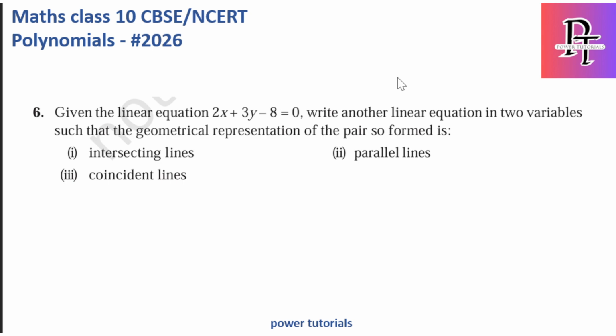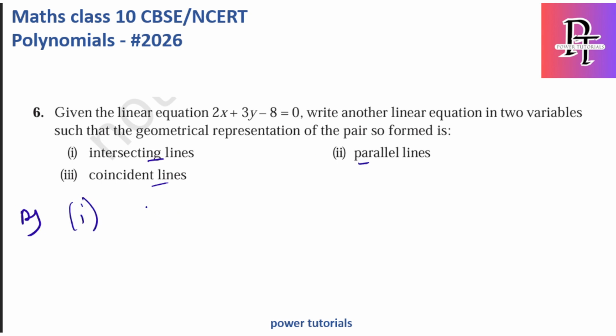Okay, so let's start with the first question, that is the sixth one of today. The question is, given the linear equation 2x plus 3y minus 8 equal to 0, write another linear equation in two variables such that the geometrical representation of the pair so formed is intersecting, coincident, and parallel. So first one, intersecting.